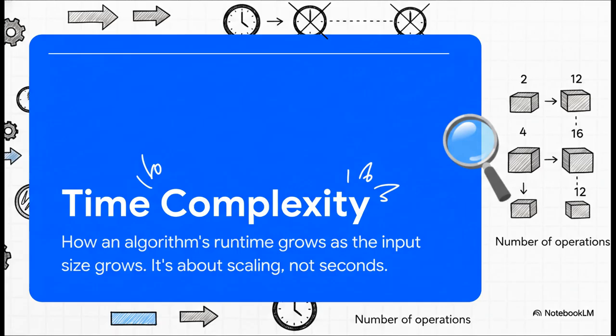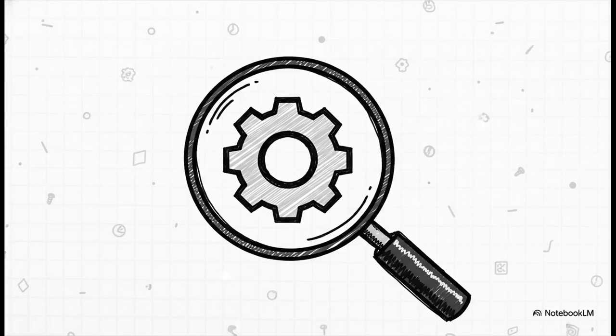What it cares about is growth. It's all about how the runtime scales. If I double the amount of data I give my code, does the work double? Or does it quadruple? Or worse? That's the question we're trying to answer. And the key to unlocking all this is a simple idea called dominating terms. It's really just about learning to focus on what truly matters and ignoring all the noise.